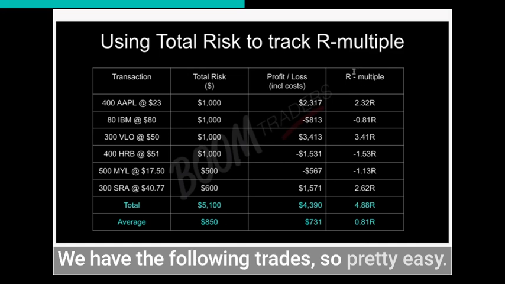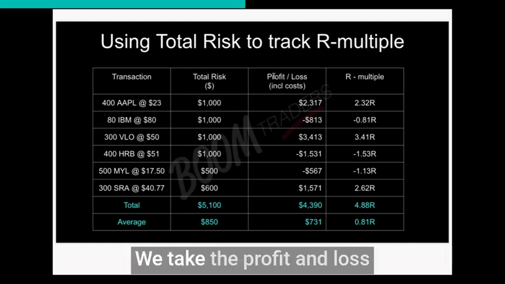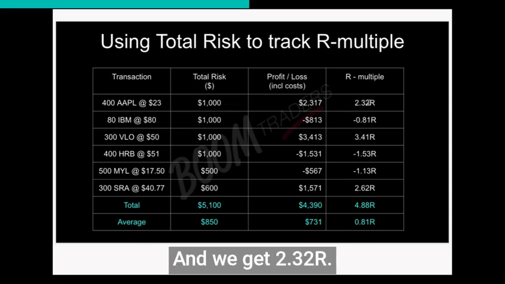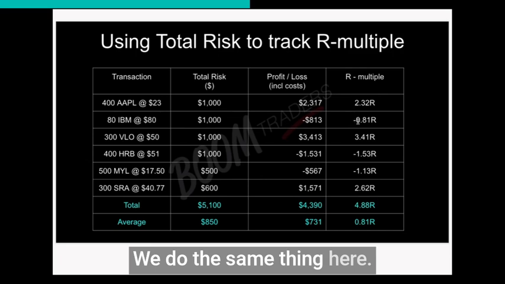Now, here we go. We have the following trades. So pretty easy. We take the profit and loss column, in this case 2,317, and we divide by total risk, which is $1,000 per trade, and we get 2.32 R. We do the same thing here, and we do it for the rest of the trades.